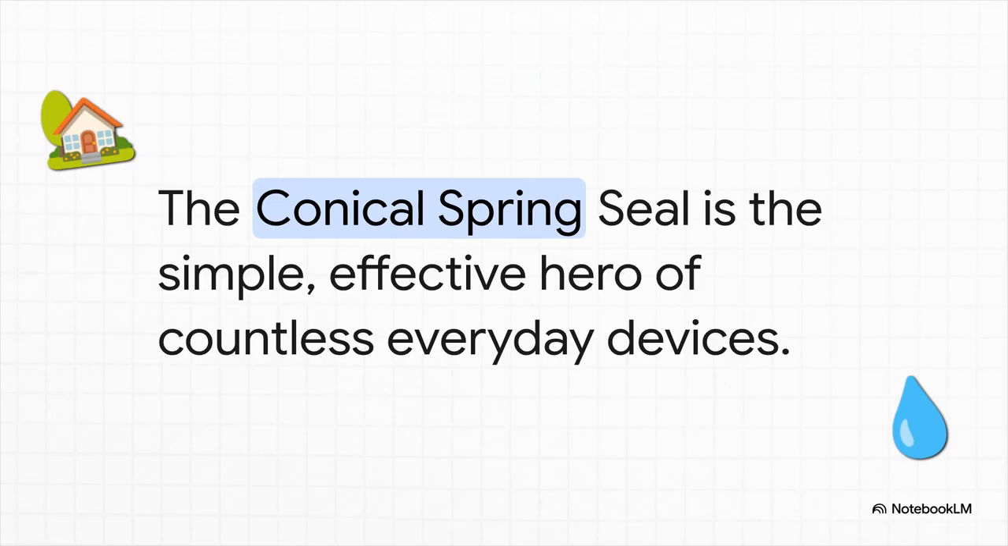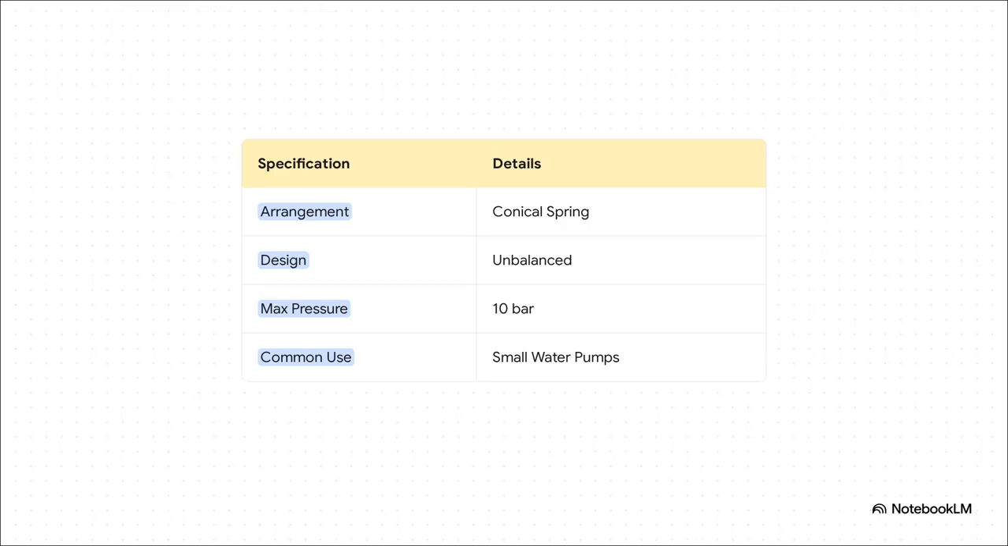All right, now for a seal you've probably been around dozens of times and never even known it. This is the simple, effective little hero that lives inside countless everyday devices. With its straightforward conical spring arrangement and unbalanced design, it's pretty similar to the very first seal we looked at. It's definitely not built for high pressure, but its simplicity and low cost make it the absolute standard for millions of small water pumps. Think pools, homes, and light industrial uses.